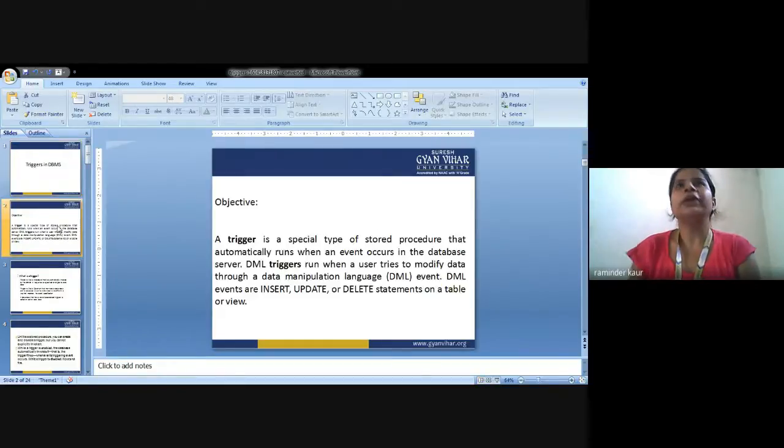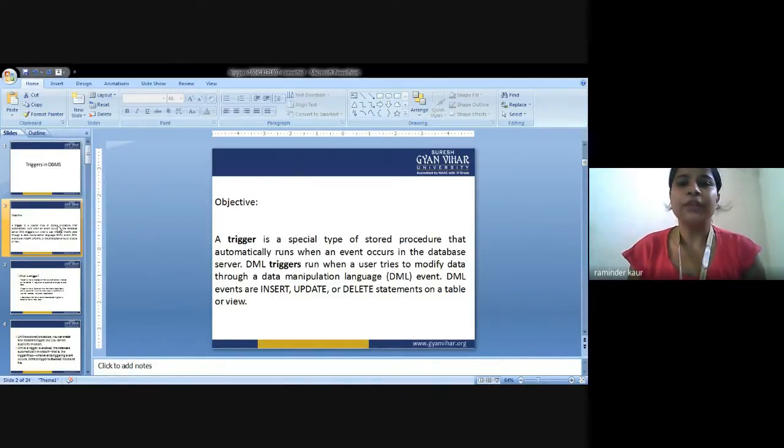So what is the objective of learning triggers in DBMS? A trigger is a special type of stored procedure. Stored procedure means a procedure in which we specify what to do and how to do. In addition, it is a stored procedure that automatically runs when an event occurs in the database server. So DML, that is data manipulation language triggers, run when a user tries to modify the data. Modifying the data means he is supposed to manipulate the data.